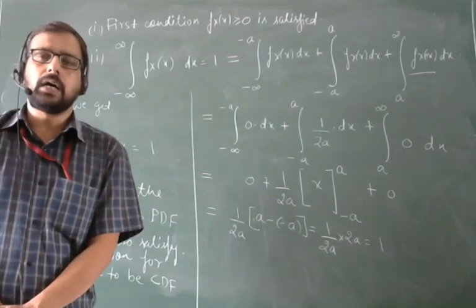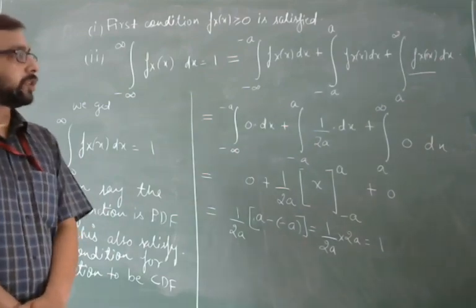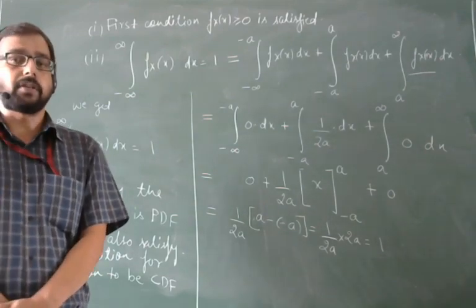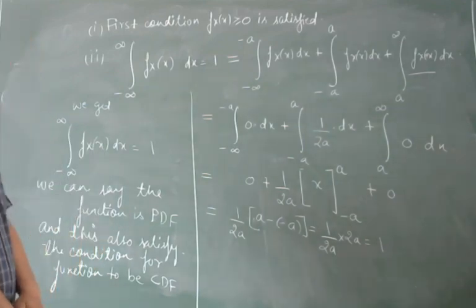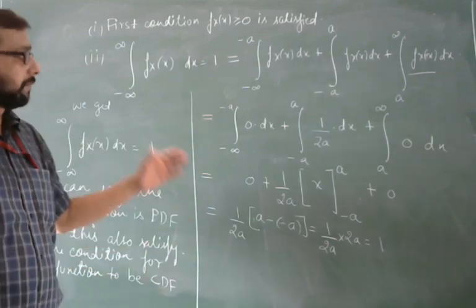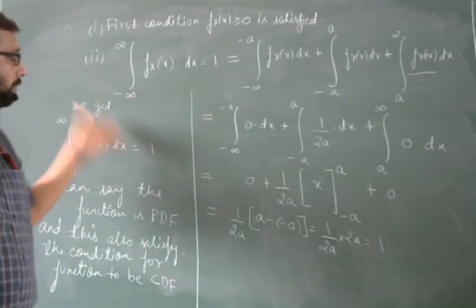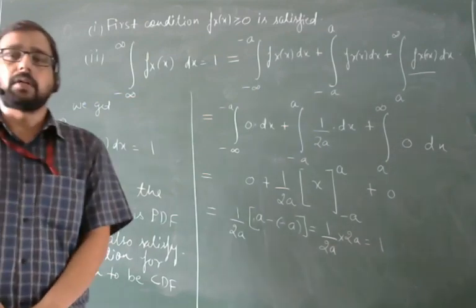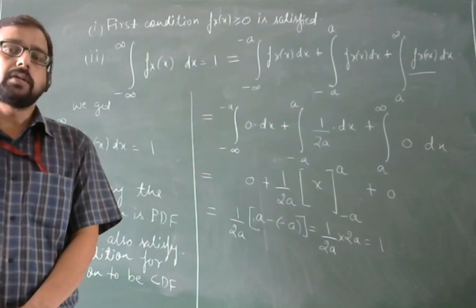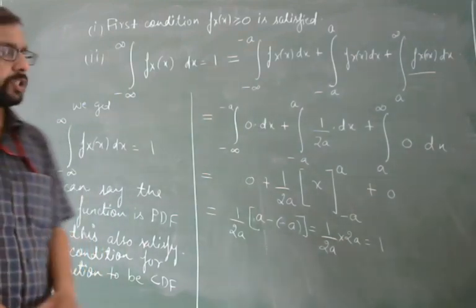So directly we have not used the property of the CDF, but in that numerical, first of all convert it into the PDF, that is the probability density function, and apply the two conditions of the probability density function and check that the function satisfies the two conditions. Then we can say that the given function satisfies the properties of the PDF, and then this function also satisfies the properties of the CDF. So this is your first numerical.